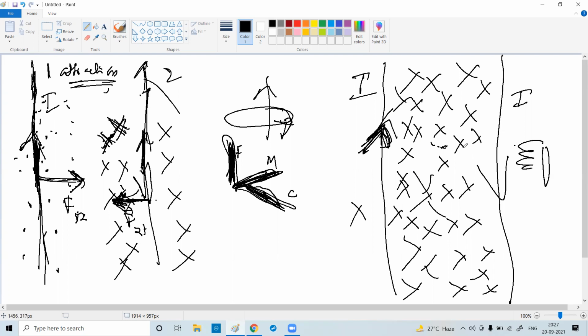So if you get cross, what will happen? Current is in the downward direction. Apply Fleming's left hand rule. And what about the field? The field is inward, so the force will be outward. Here, the current is in the upward direction and the field is in the inward direction. The force will be outward. So is this attraction or repulsion? Repulsion.